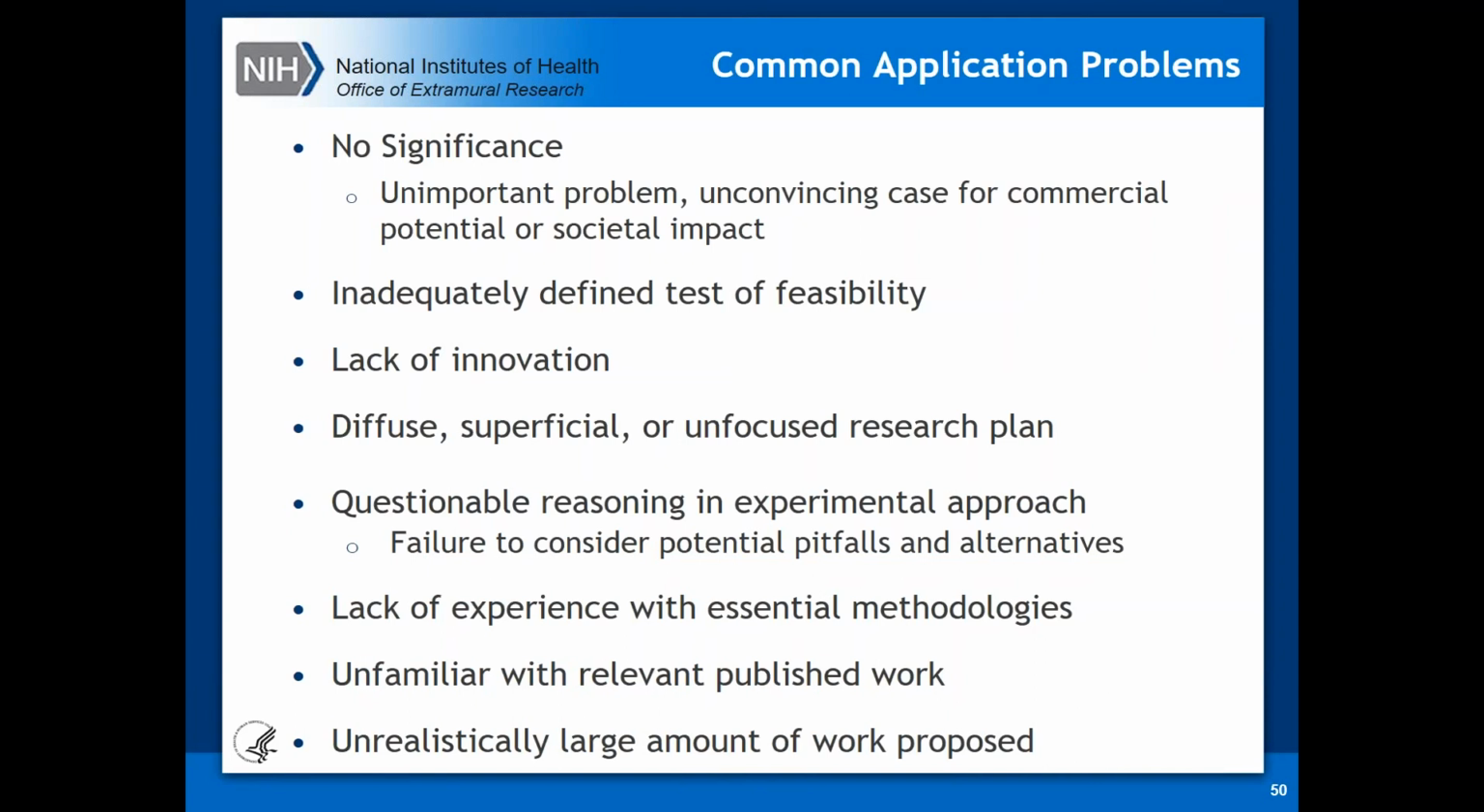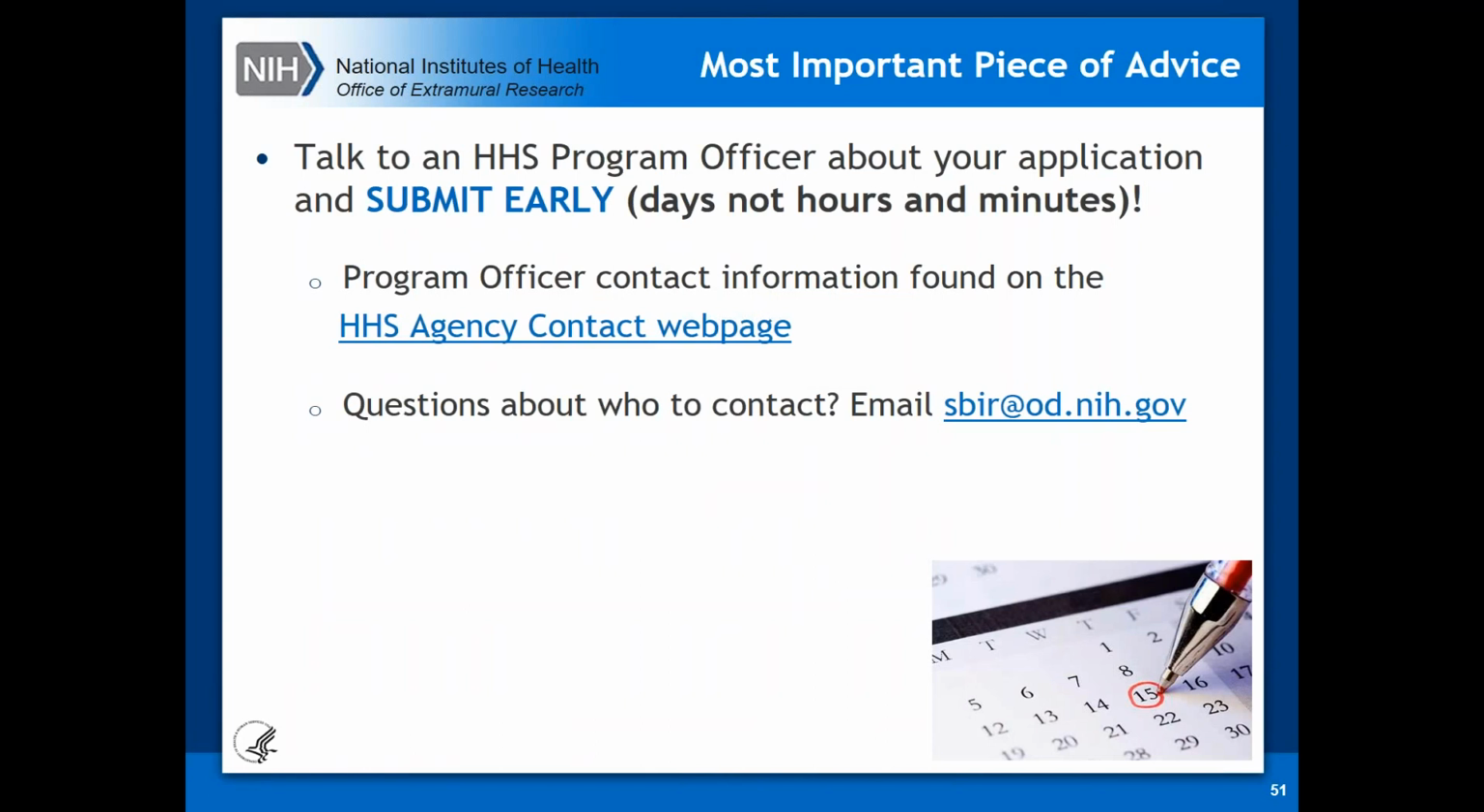So some of the common application problems to consider when you want to be successful in your applications: there's no significance. You need to make certain that it's an important problem. Unimportant problems, or an unconvincing case for commercial potential or societal impact, will obviously be against you. Inadequately defined test of feasibility. Another thing is a lack of innovation. A diffuse, superficial, or unfocused research plan. These seem very obvious, I guess, to you all. Questionable reasoning and experimental approach, in other words, a failure to consider potential pitfalls and alternatives. Very importantly, a lack of experience with essential methodologies, being unfamiliar with relevant published work, or an unrealistically large amount of work proposed for what you're trying to get done. So these are all things you need to consider.